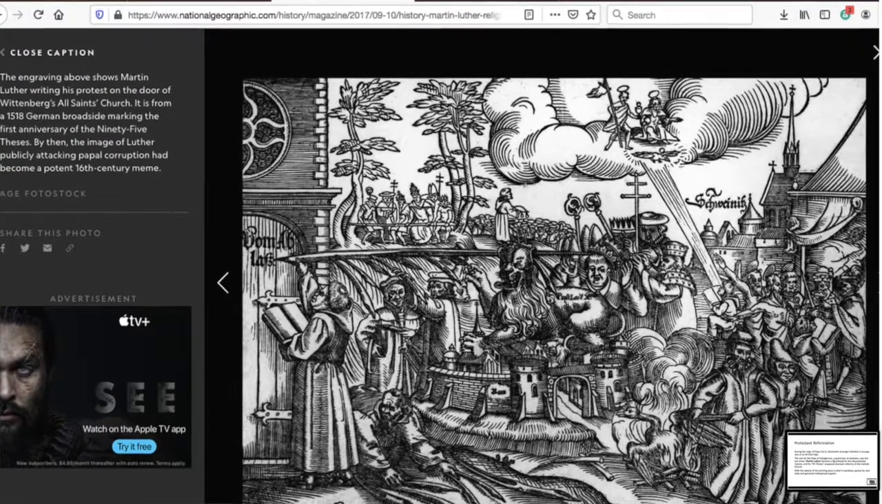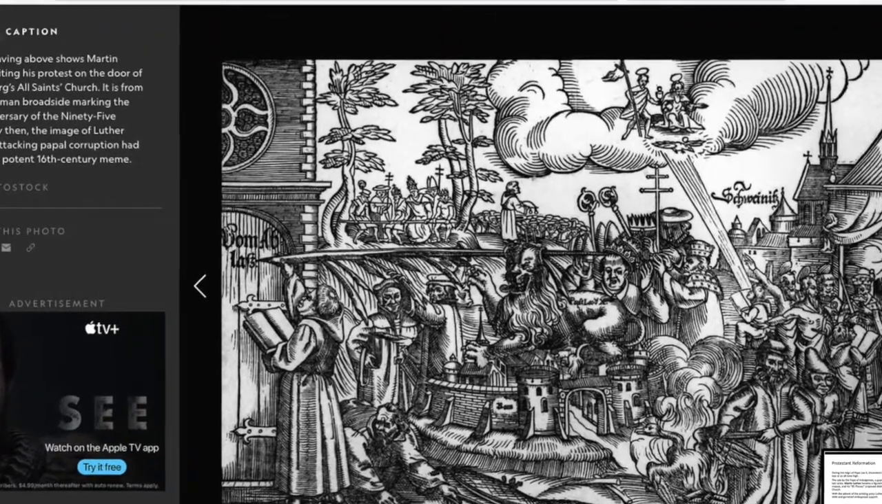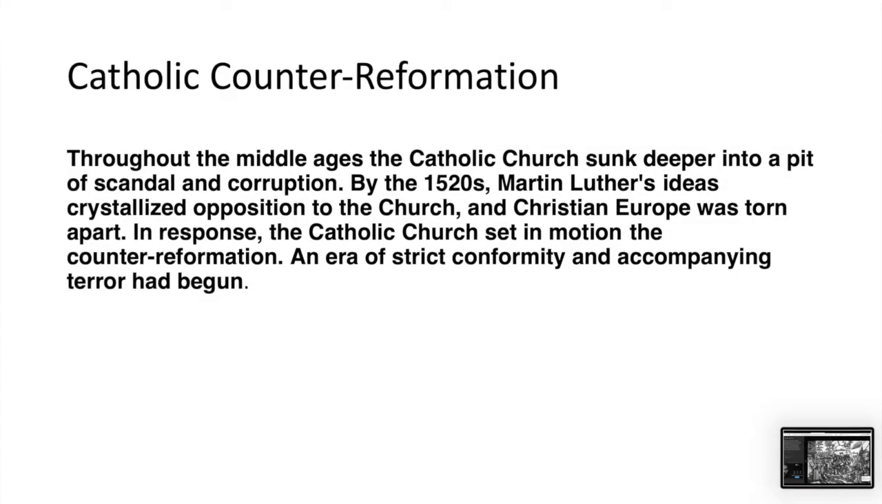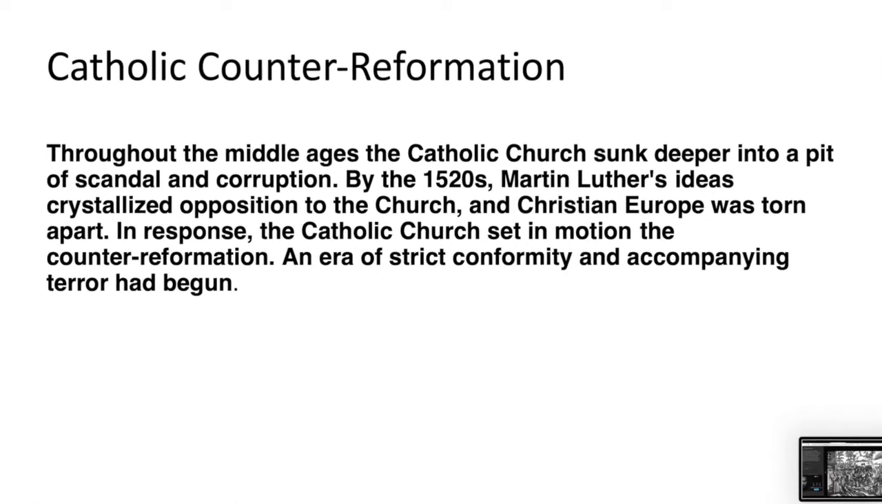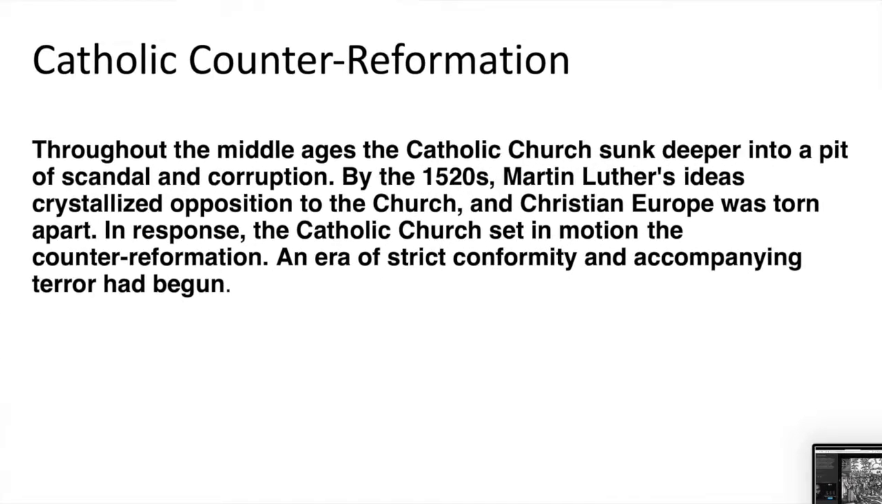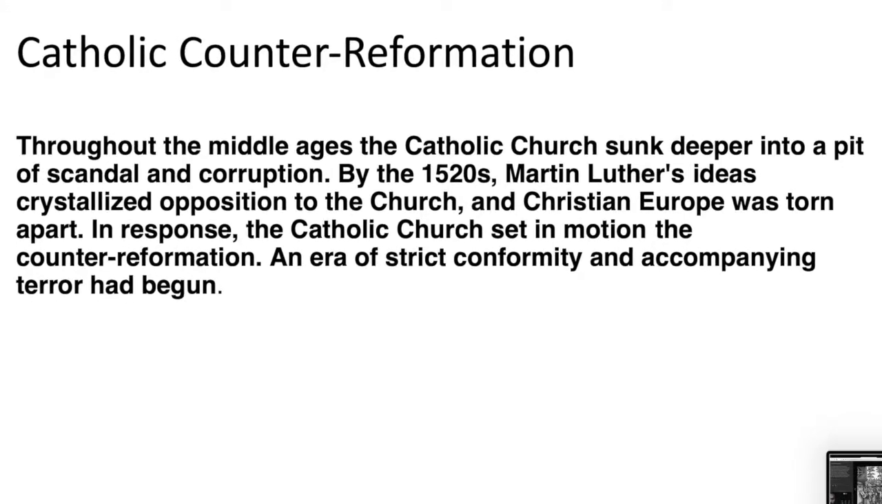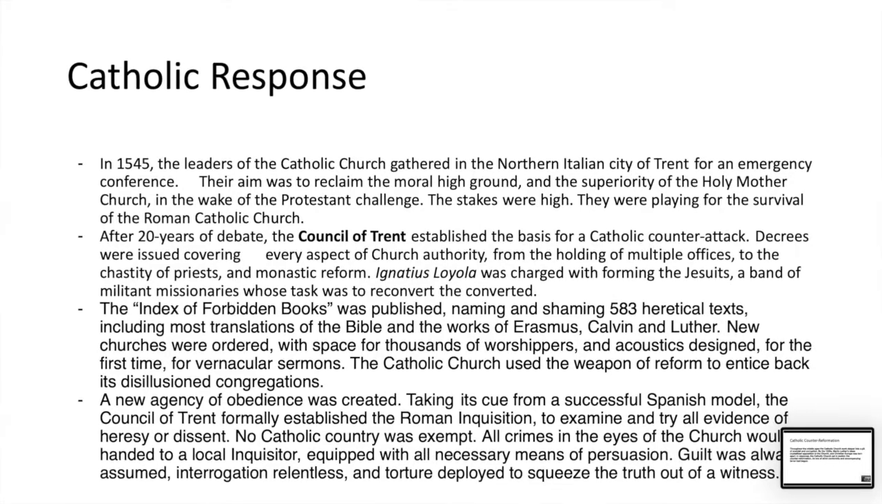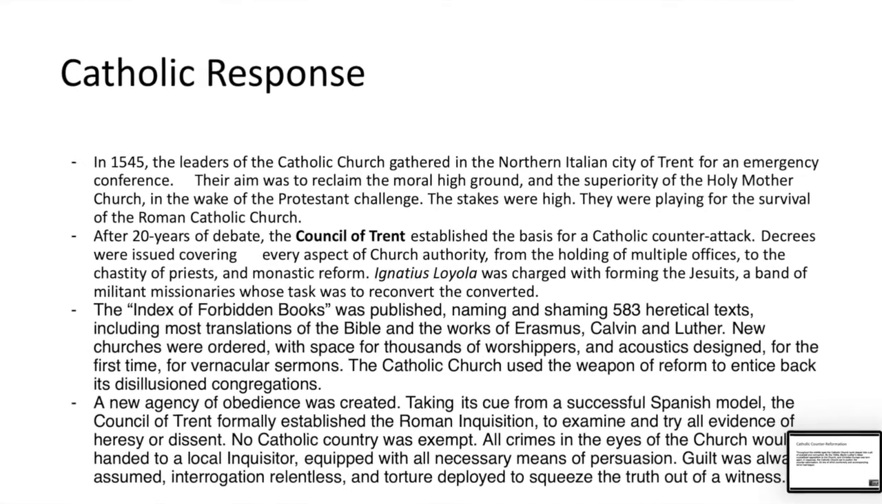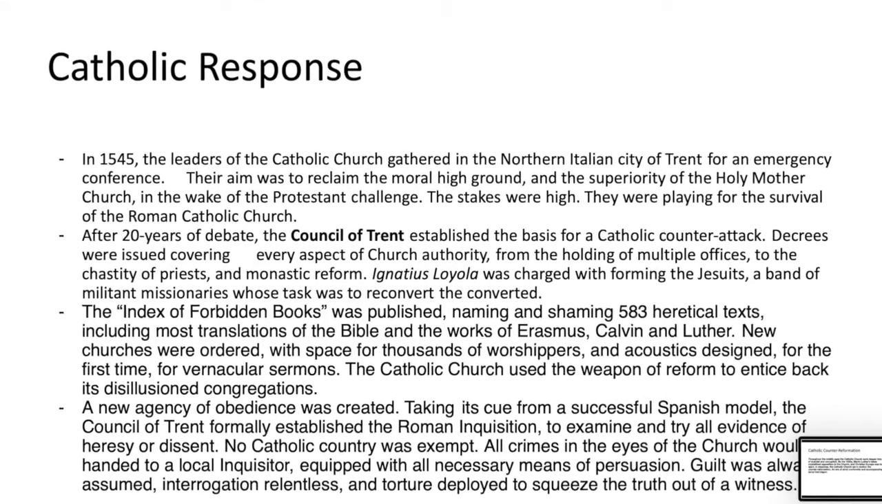The Catholics were worried that they were losing a lot of people to these new Christian religions, so they orchestrated the Catholic Counter-Reformation. Through the Middle Ages, the Catholic Church sunk deeper into a pit of scandal and corruption. By the 1520s, Martin Luther's ideas crystallized opposition to the Church, and Christian Europe was torn apart. In response, the Catholic Church set in motion the Counter-Reformation. An era of strict conformity and accompanying terror had begun.